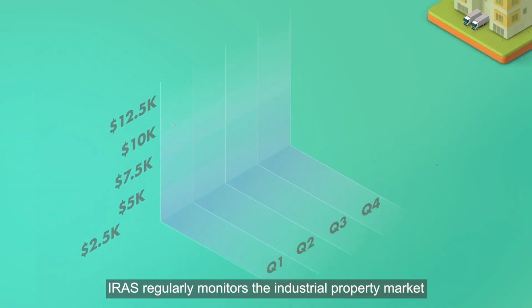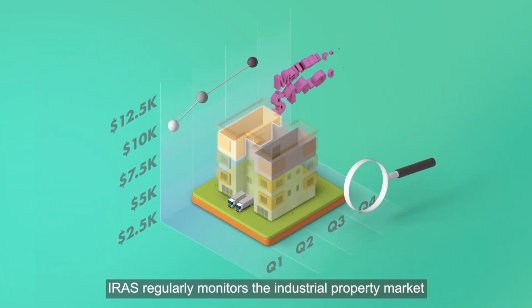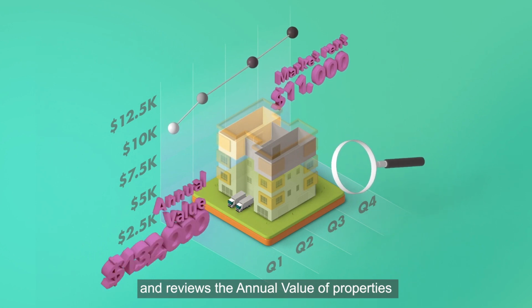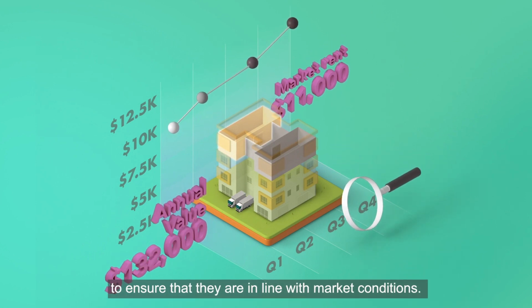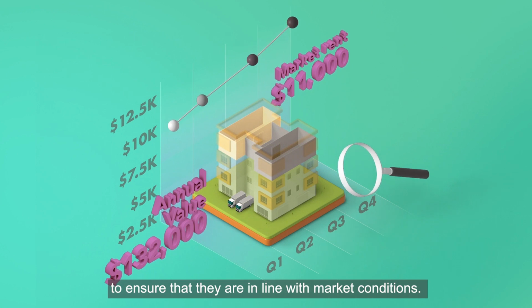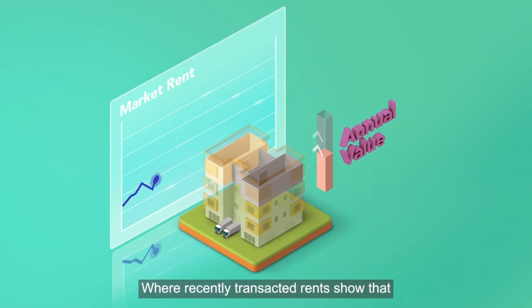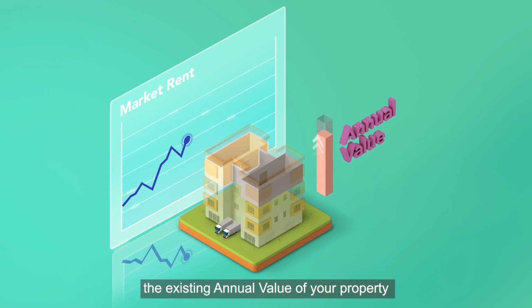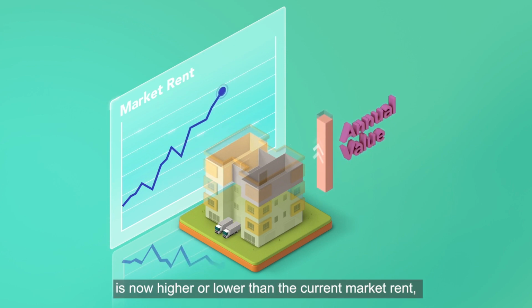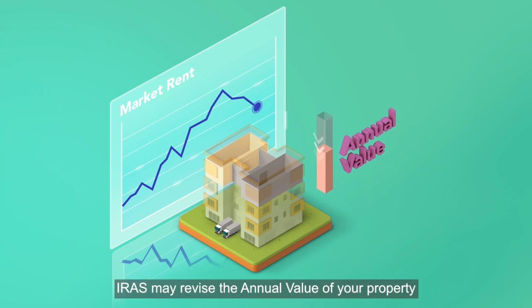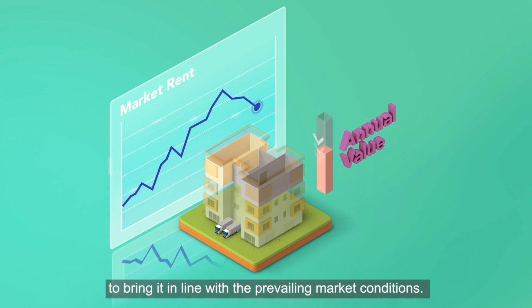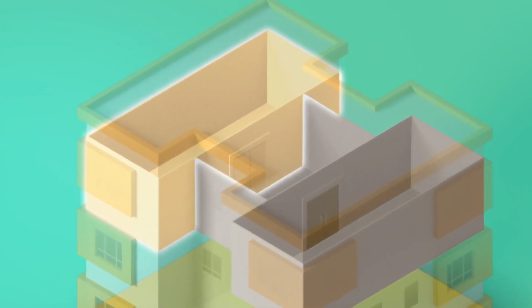IRAS regularly monitors the industrial property market and reviews the annual value of properties to ensure that they are in line with market conditions. Where recently transacted rents show that the existing annual value of your property is now higher or lower than the current market rent, IRAS may revise the annual value of your property to bring it in line with the prevailing market conditions.